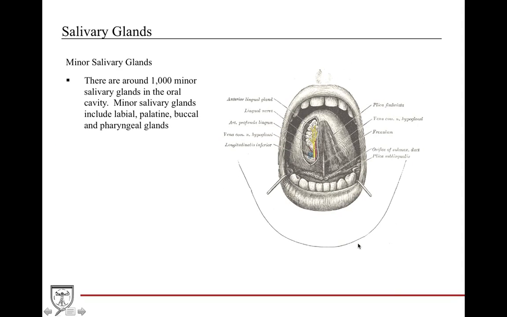And then while we have major, we also have the minor. And the minor really are unnamed. There are thousands of them. So they exist throughout the oral cavity. They can be anywhere in the labial, palatine, buccal, and even the pharyngeal glands, all over the whole mouth.